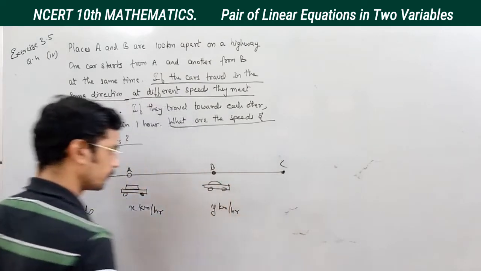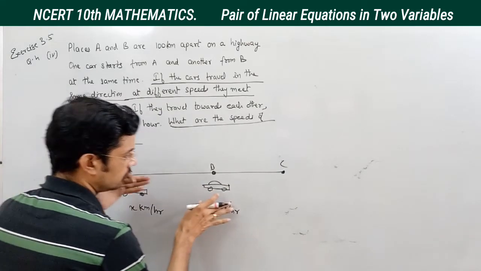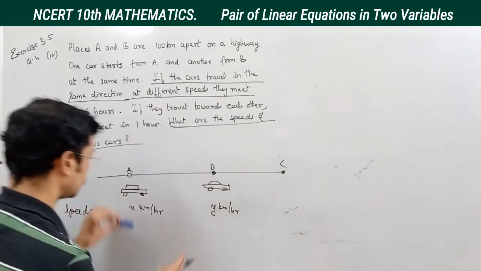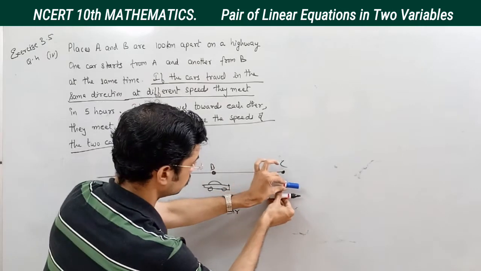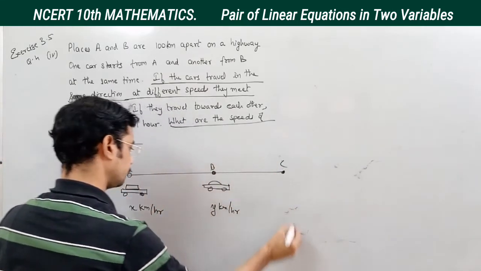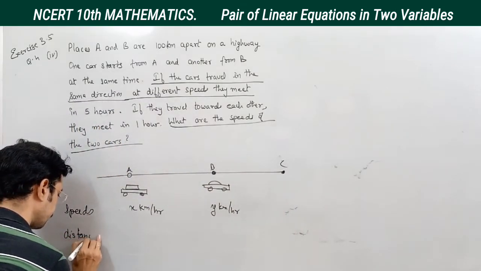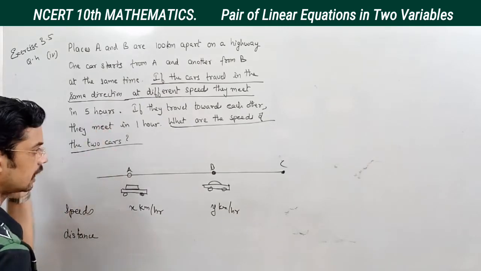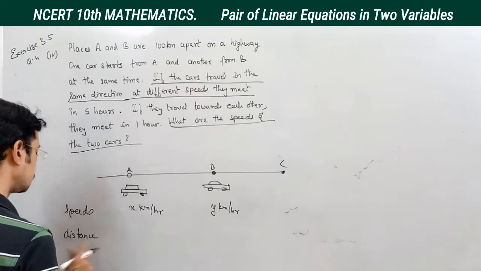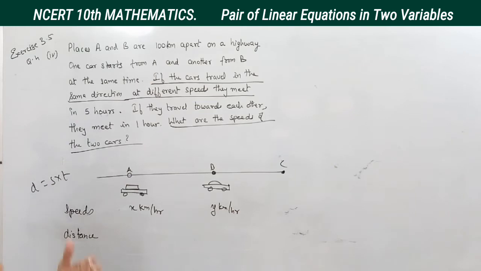They meet at point C. Car A is faster than car B, so it will go like this and meet here. Now up to this place, if they meet, what will be the distance covered by car A in 5 hours? You know that distance is equal to speed into time.